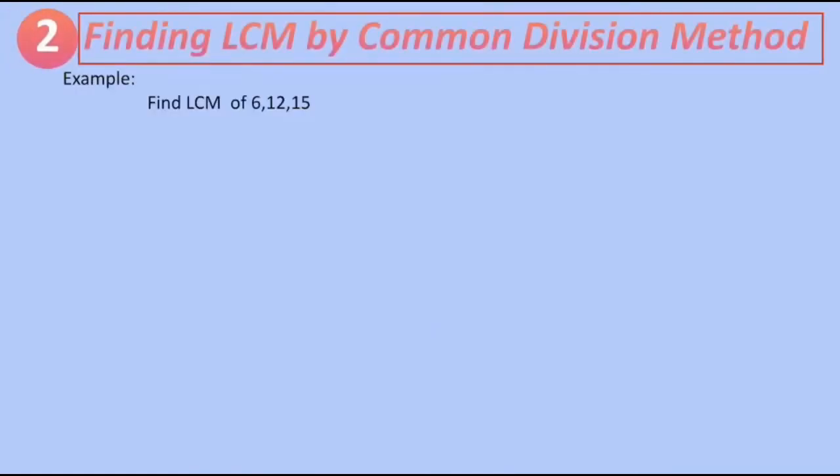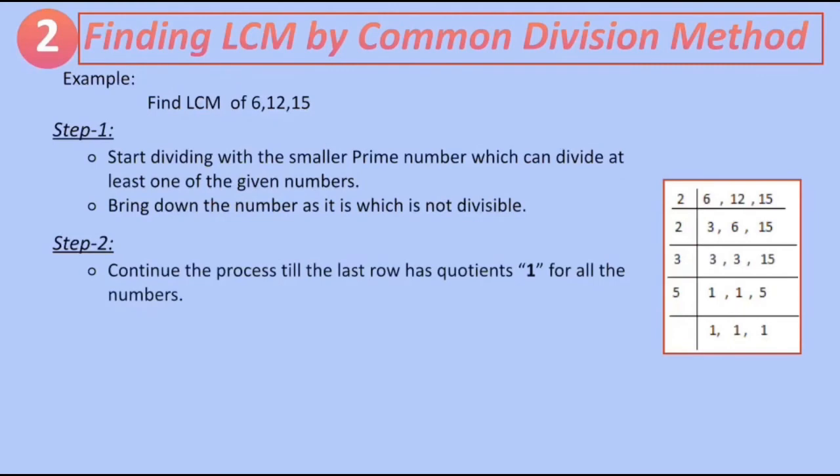Now we will learn finding the LCM by the common division method. In this example, we have taken the numbers 6, 12, 15. Now we will find the LCM by the common division method for these numbers. Here also we need to start dividing the numbers with the smallest prime number. Next step, bring down the number as it is if it is not divisible by the divisor.